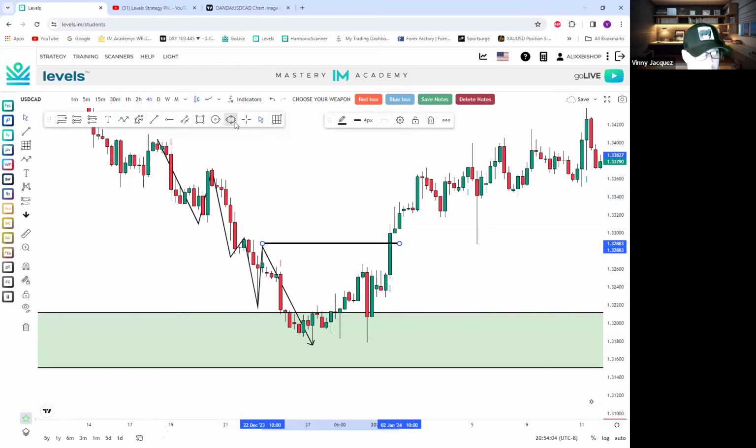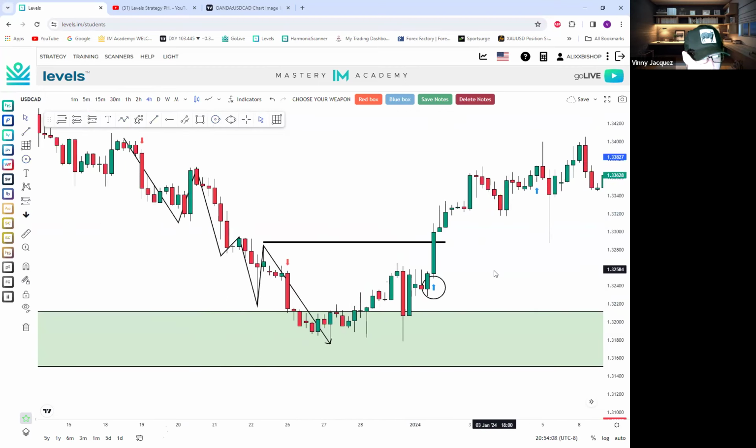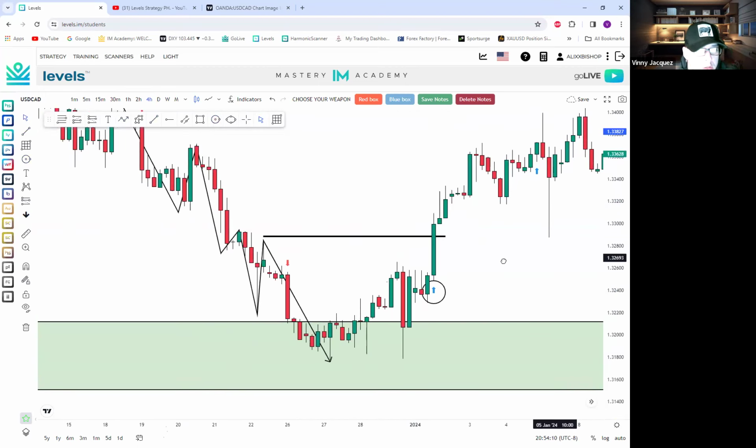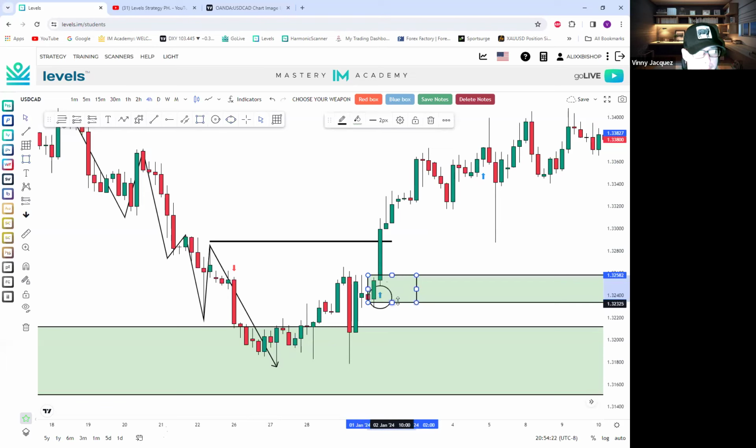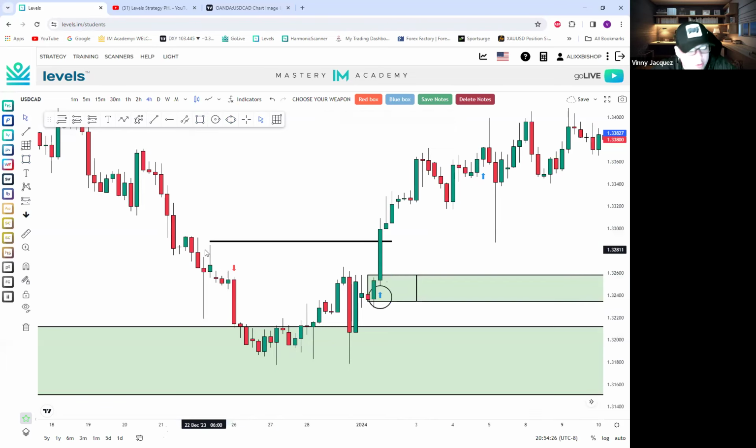Boom. Guys. Is that a blue arrow? Blue arrow, blue box. Notice how we have a breakout rally. Everything is looking pretty good right here. Right? So this area right here is going to be my next buy zone, next buy zone for my starting point.